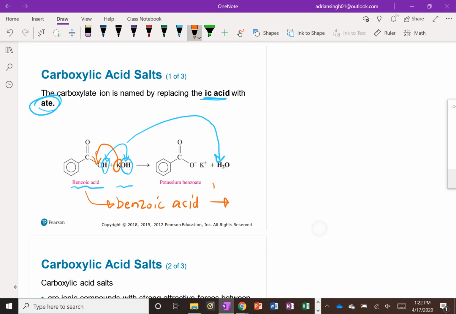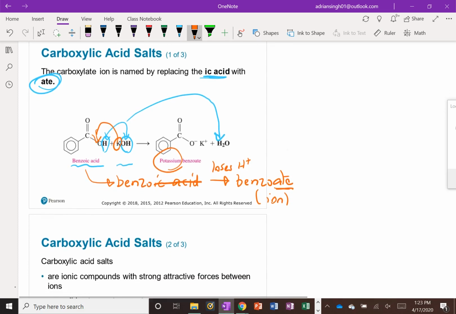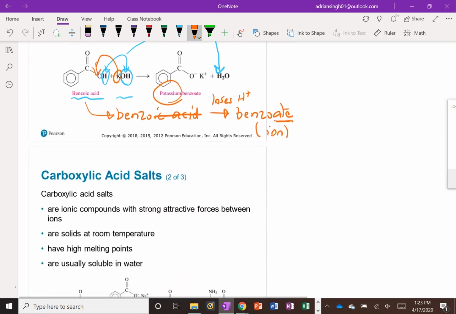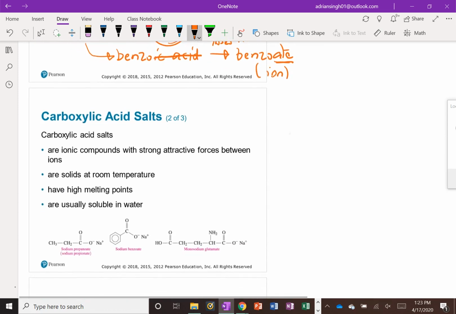So benzoic acid here, when it loses that H+, we drop the ic acid, and we change it to the ate, that's the negative ion. And then what's sticking onto that is the potassium ion from the potassium hydroxide. All right, that's a very, very common reaction that the carboxylic acids are going to undergo.